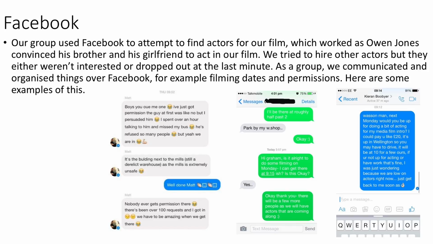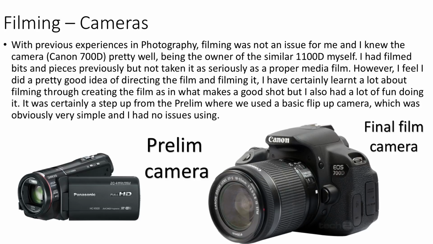As for filming and cameras, with previous experience in photography, filming was not an issue for me, and I knew the Canon 700D pretty well, being the owner of a similar 1100D myself. I had filmed bits and pieces previously, but not taken it as seriously as a proper media film. However, I thought I did a pretty good job of directing the film and filming it. I've certainly learnt a lot about filming through creating the film, as in what makes a good shot, but I also had a lot of fun doing it. It was certainly a step up from the prelim where we used a basic flip-up camera, which is obviously very simple, and I had no issues using either.